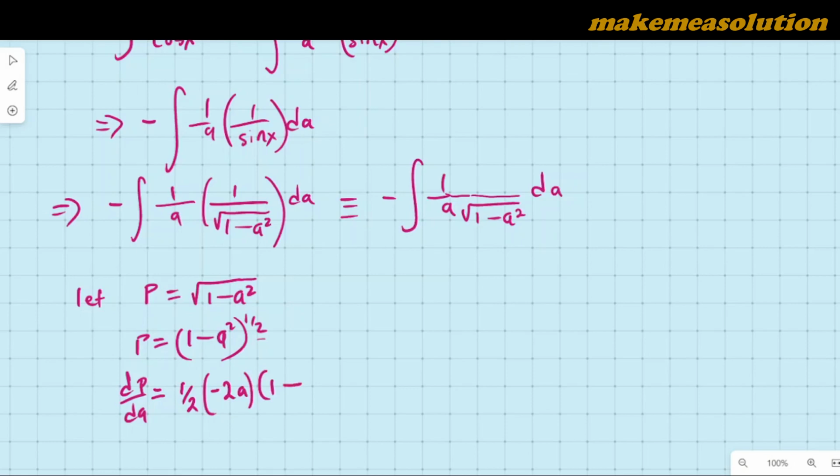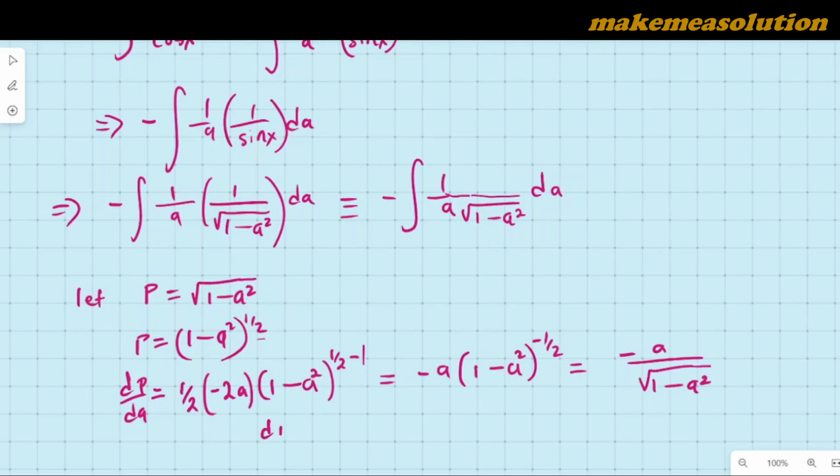You rewrite the bracket and you subtract 1 from the power. So this gives me minus a into 1 minus a squared raised to the power of minus half. Another person can write it like this: minus a over the square root of 1 minus a squared. Let me assume you understand how we transitioned to this point. In other words, dp is equal to minus a over root of 1 minus a squared da.